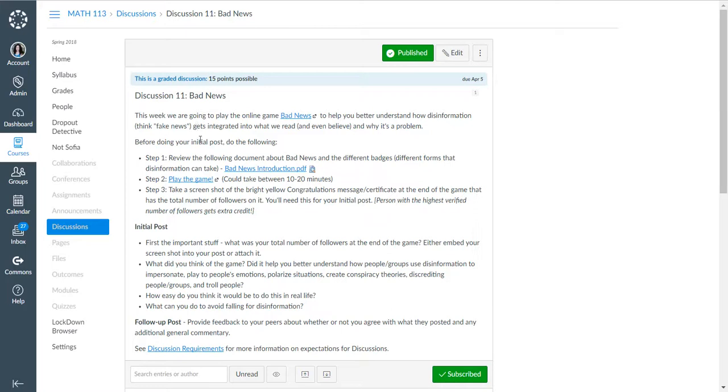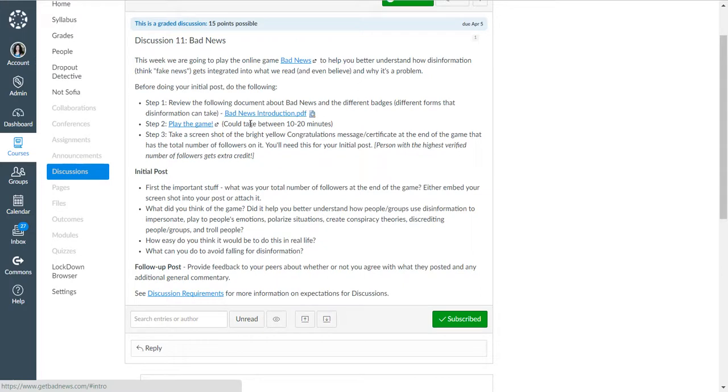Before you do your initial post, you want to make sure you review the documents about Bad News and the different badges, except I need to take that part off because I took the badges thing off until later. I'll update that. But you do want to read the Bad News introduction, then play the game. It can take between 15 to 20 minutes, just as an FYI. Then take a screenshot of the bright yellow congratulations message certificate at the end of the game that has the total number of followers on it. You will need this for your initial post.